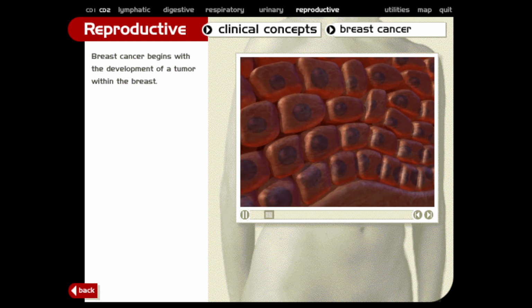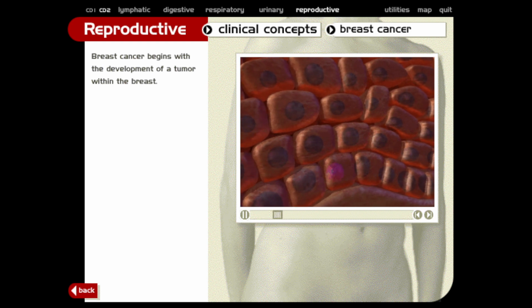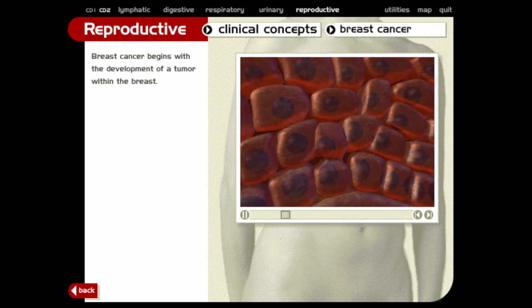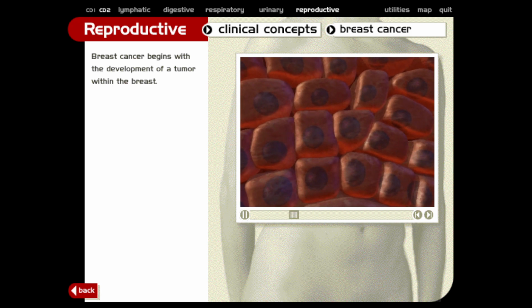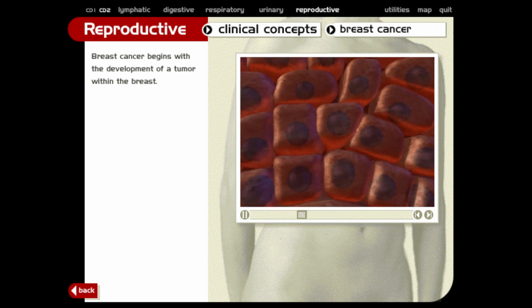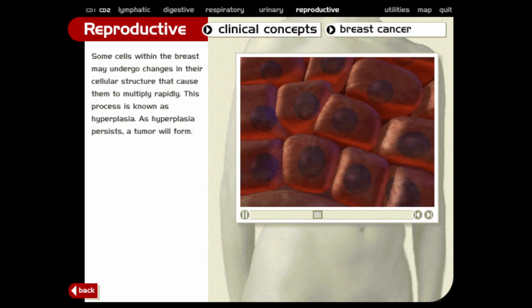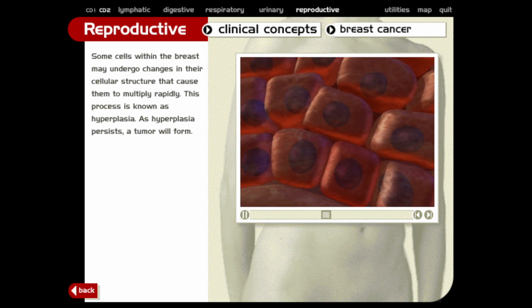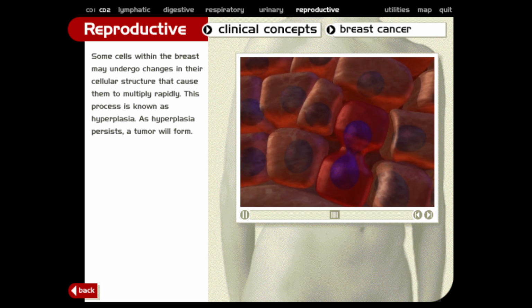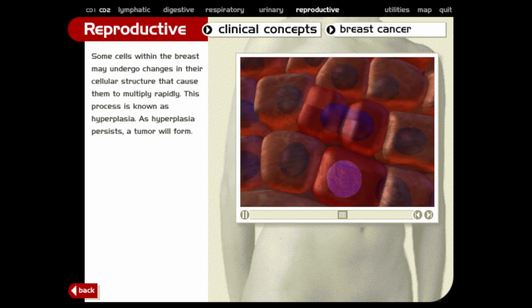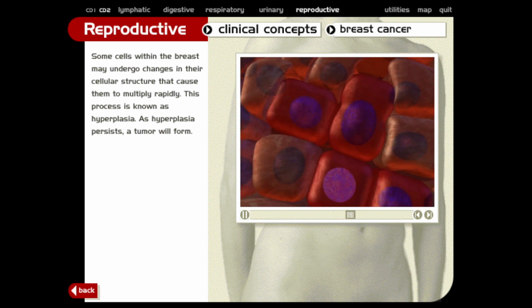Breast cancer begins with the development of a tumor within the breast. Some cells within the breast may undergo changes in their cellular structure that cause them to multiply rapidly. This process is known as hyperplasia. As hyperplasia persists, a tumor will form.